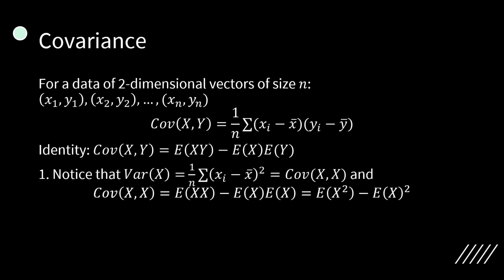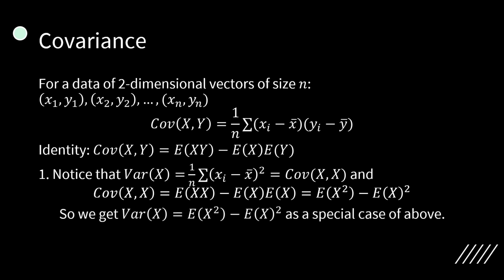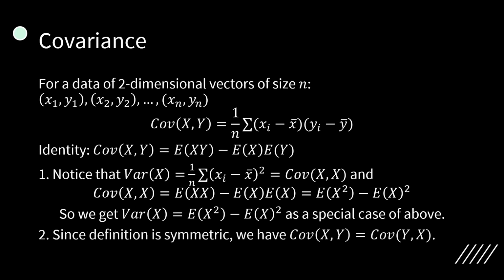Now notice that the variance of x is the covariance of x and x, and if you take the covariance identity and replace y by x, you get the variance identity we had previously. So the identity for variance is a special case of this one. Another important fact about covariance is that it is symmetric, meaning that covariance of xy is the same as covariance of yx. This can easily be seen from the definition of covariance here.